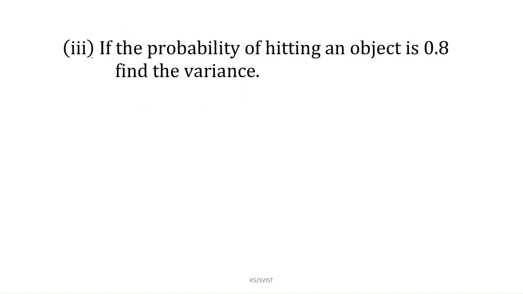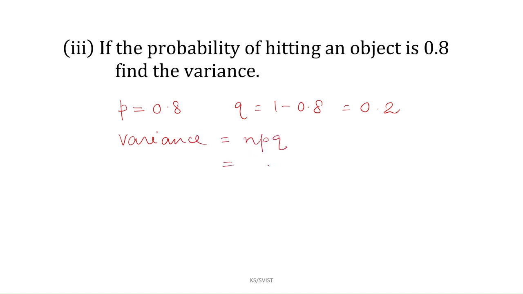Next question is, if the probability of hitting an object is 0.8, find the variance. Here, the probability of hitting an object, P, is 0.8. This is a binomial distribution, so Q is 1 minus 0.8, that is 0.2. Variance is NPQ, where N is 1, P is 0.8 and Q is 0.2. So this is 0.16.